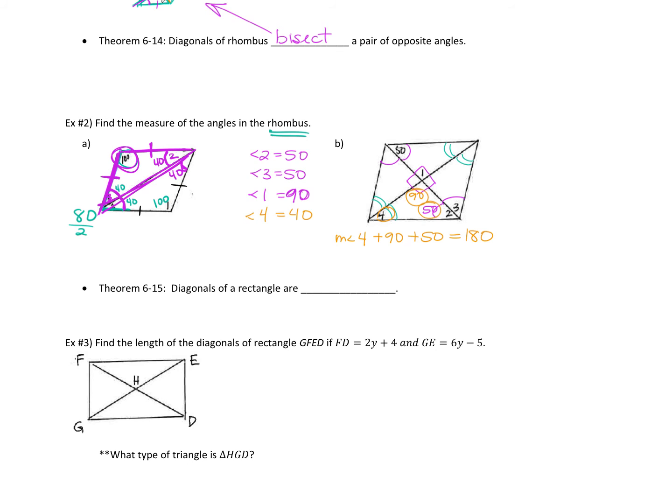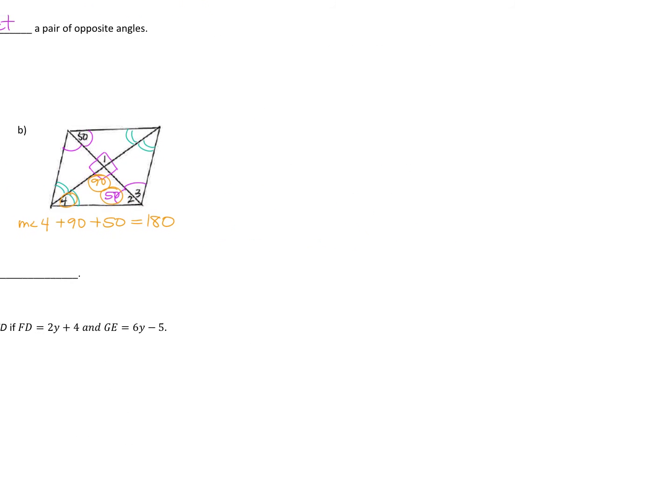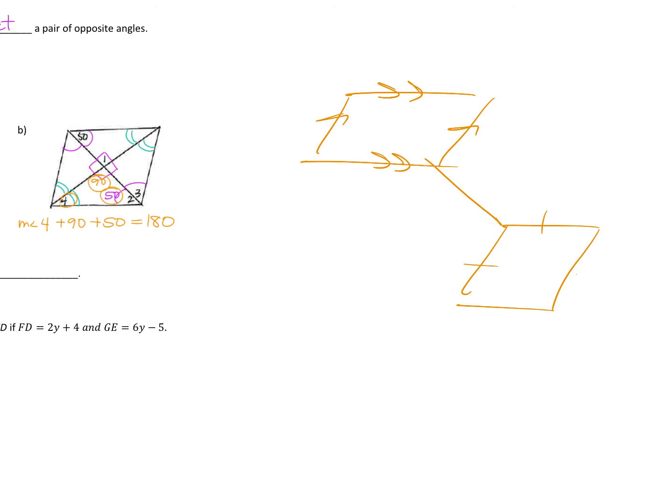Okay, I want you to keep this in mind. We've talked parallelograms, right? Big umbrella. So maybe you want to just, this is a parallelogram. Okay, that branches off to a rhombus and a rectangle.